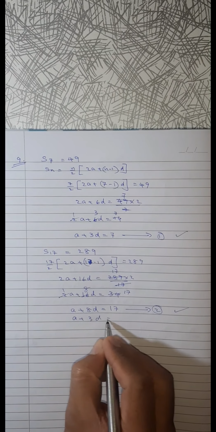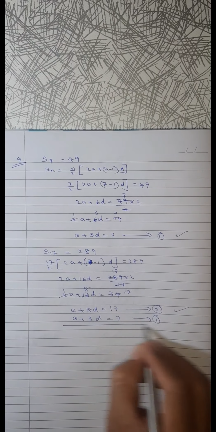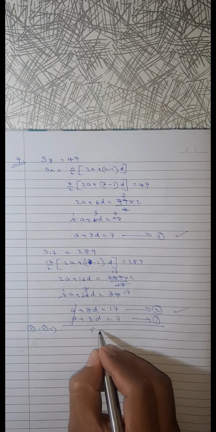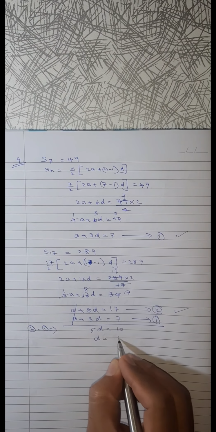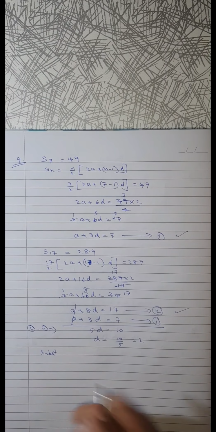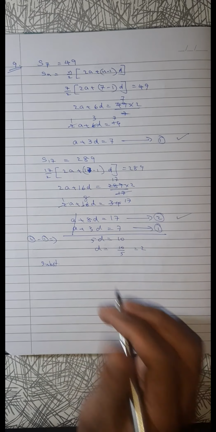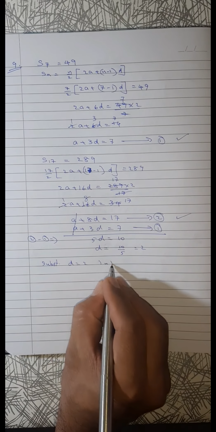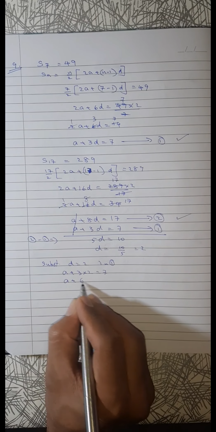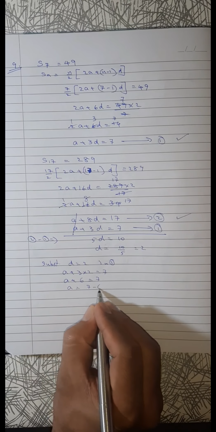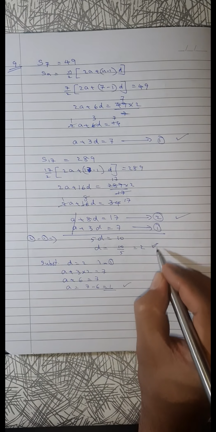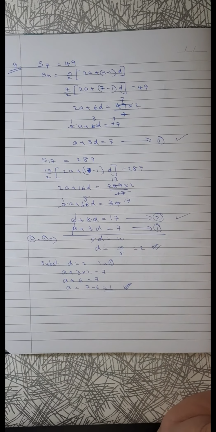a plus 3d equal to 7, equation number 1, simply copied. Subtraction, 2 minus 1. d equal to 10 upon 5, 2. Substitute d equal to 2 in equation number 1. a plus 3 into 2 equal to 7. So we got a and d.